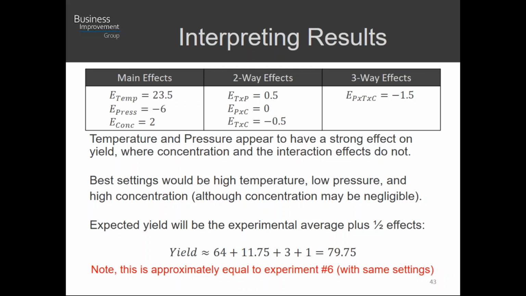So either way, if I'm running at my average settings and I ran at the high temperature setting, the low pressure setting, and the high concentration, I can get close to 79.75% yield. Now, if we went back and looked at the experiment, because it was a full factorial design, we had all combinations in there, and that aligned with experiment number 6. Remember that number, 79.75. It's just about 80%.